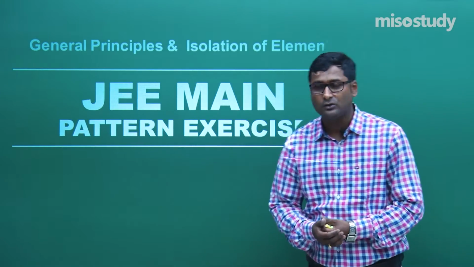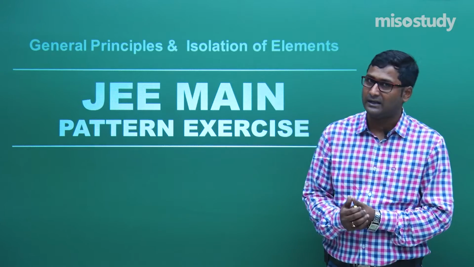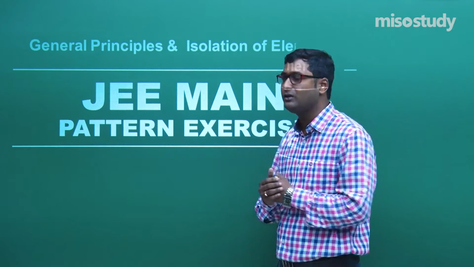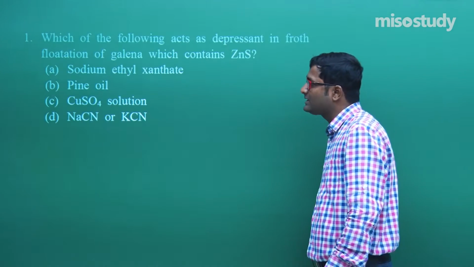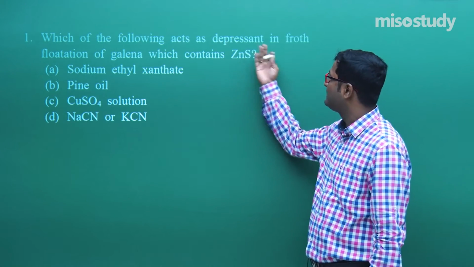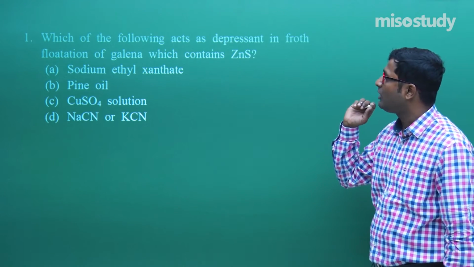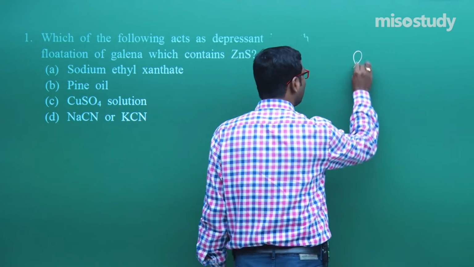Today we are going to discuss a few questions related to the JEE Main examination. Clear, friends? So let's start the session with a question-answer round. Now look at my first question. Read the question carefully. Which of the following acts as a depressant in froth flotation of galena? As we know, froth flotation is used for sulfide ores.